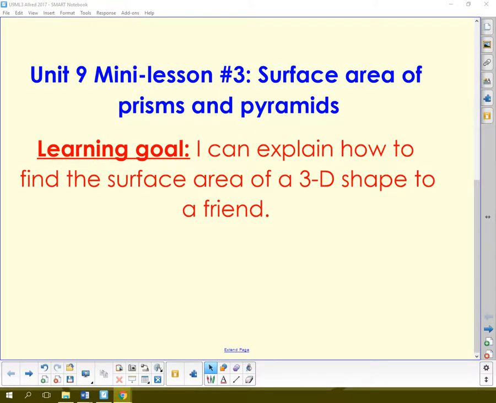We're going to talk about surface area of prisms and pyramids today. You should be able to explain how to find the surface area of a 3D shape to a friend when it's all said and done. That'll be your learning goal.